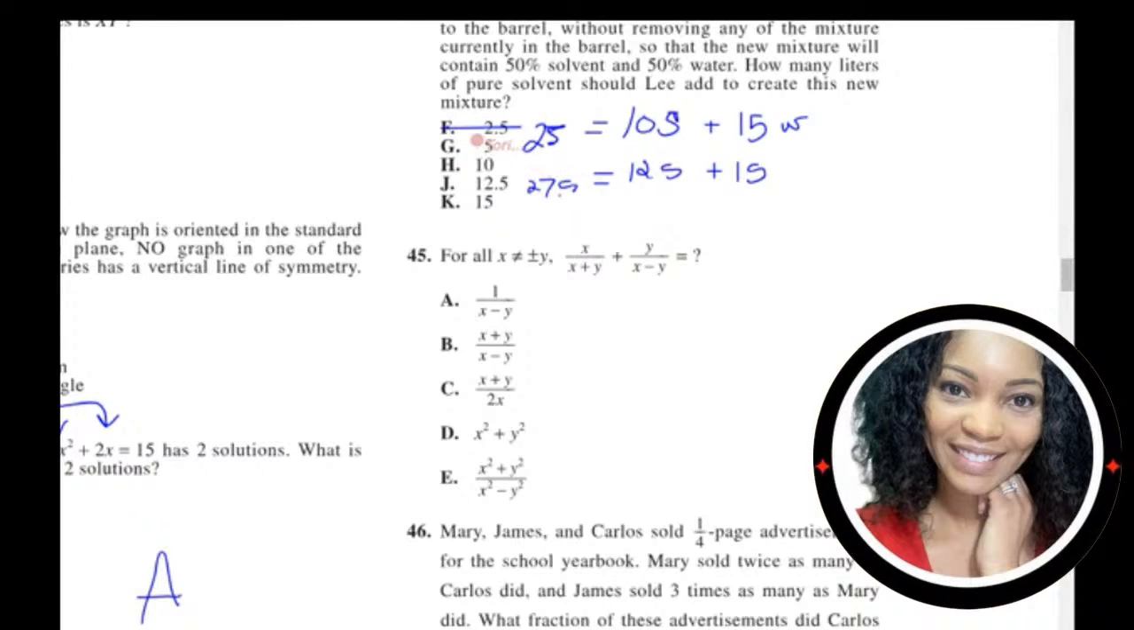Well, what if we tried 5 liters of solvent in here? So if I add 5 in, that'll be 15 for solvent, and 15 for water, which looks good, but then we have to double check here. 5 plus 25, yes, that is 30 liters. So 30 liters, 15 would be solvent, 15 would be water, and that's 50-50. So this answer is G.